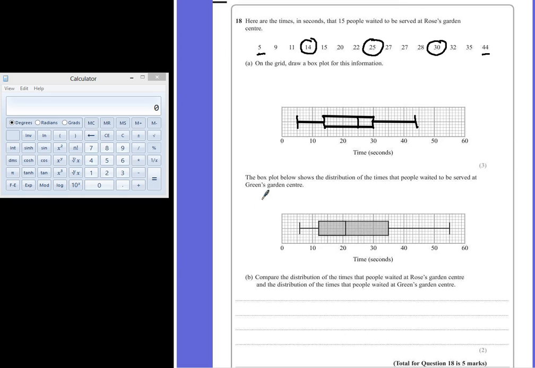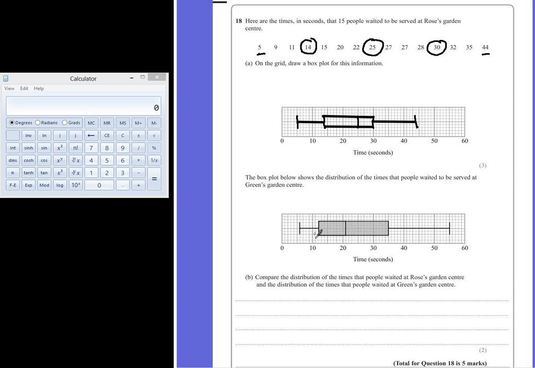Now the box plot below shows the distribution of times that people waited to be served at Green's Garden Centre. Question B asks us to compare the distribution of the times that people waited at Rose's Garden Centre and the distribution of times that people waited at Green's Garden Centre. Now while we can see that the maximum value at Green's Garden Centre is much bigger than the other one, we're looking more towards the distribution of this box.